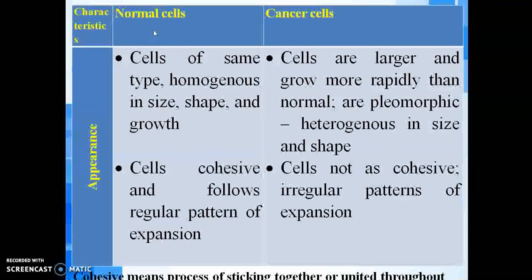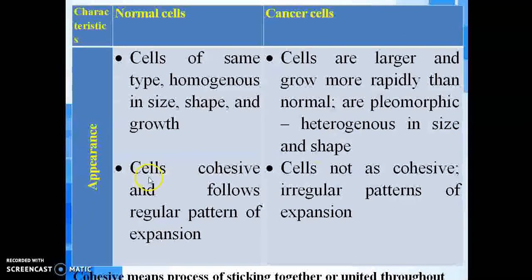In normal cells, they will be homogeneous, that is, size, shape, and growth pattern will be similar. But in cancer cells, the cells show pleomorphism. Otherwise, they can be heterogeneous. For example, the size will be different, the shape will be different, and the growth pattern also will be different.